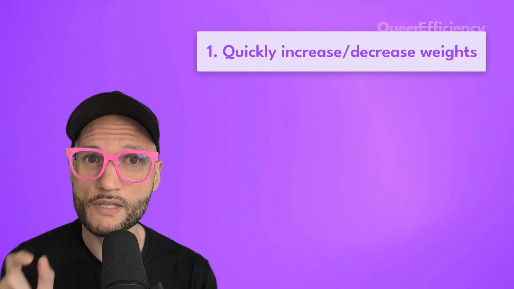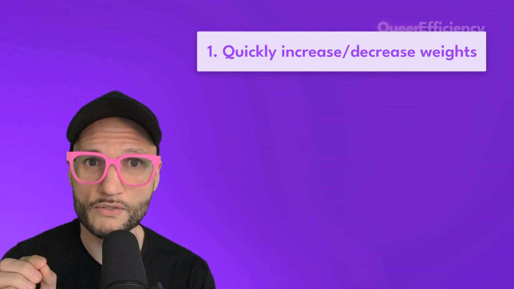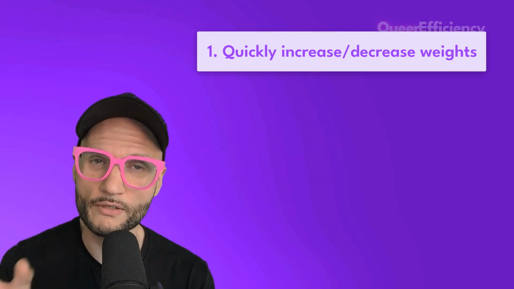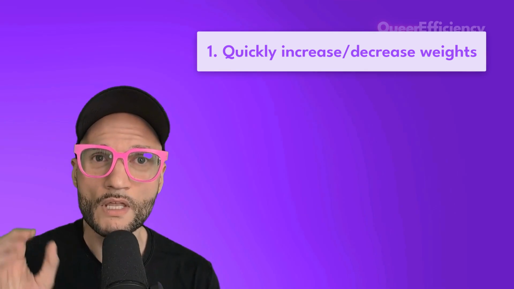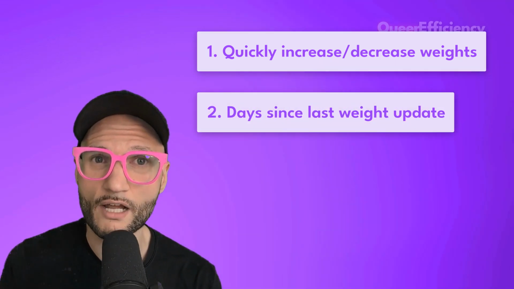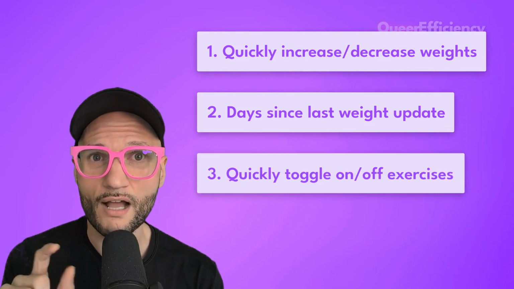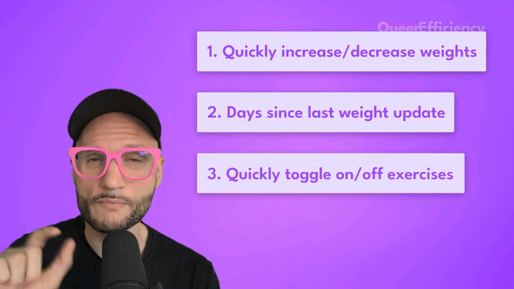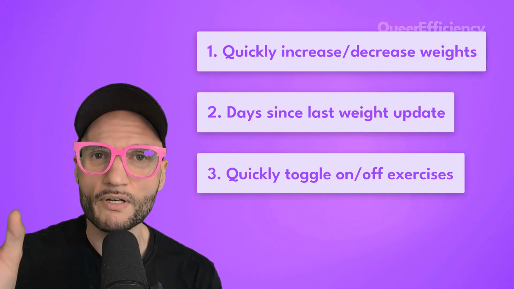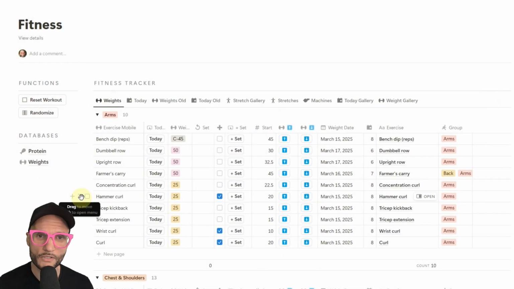The first is buttons that will allow you to quickly increase and decrease the weight on whatever exercise you're doing, which is a great time saver when you're actually in the gym doing this on mobile. The second is a couple new properties that allow you to see how many days it's been since you last updated the weight on a particular exercise. And then finally, I have a quick tweak that allows you to toggle on or off exercises. Before you were able to just hit today, but now it allows you to toggle it back off if you inadvertently hit that button. Okay, let's jump into Notion.